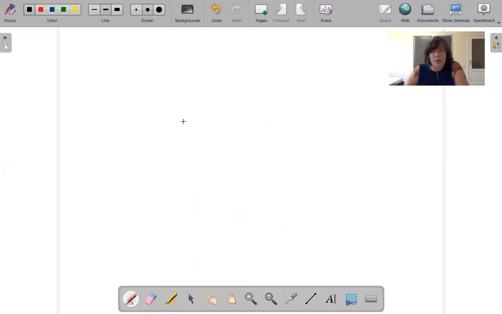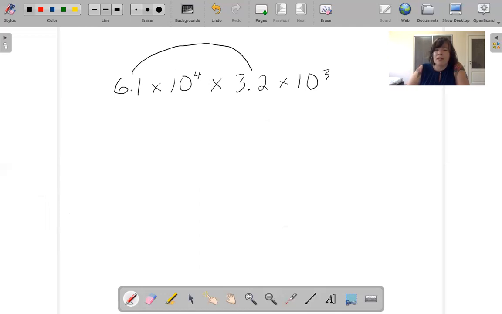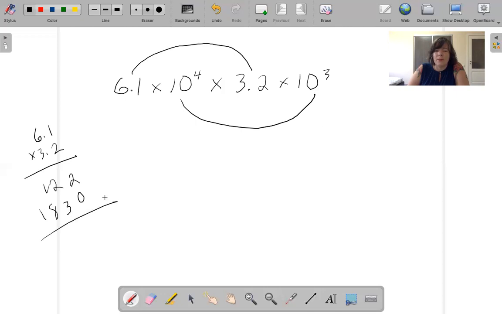Just one more, just to make sure you know what you're doing. Let's do 6.1 times 10 to the 4th times 3.2 times 10 to the 3rd. I'm going to multiply these two and these two. Now I do 6.1 times 3.2. 2 times 1 is 2. 2 times 6 is 12. Bring down a 0. 3 times 1 is 3. 3 times 6 is 18.